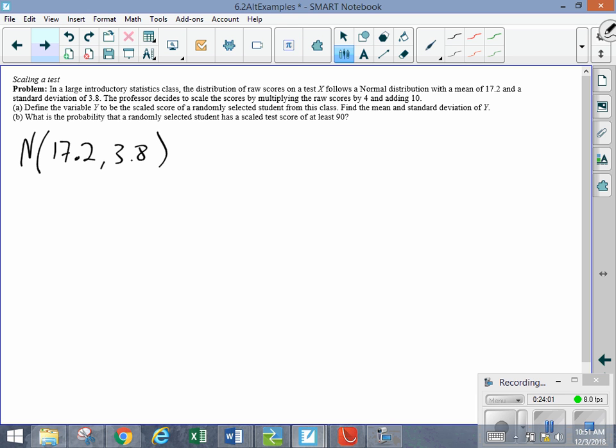But let's talk about our random variable y. Well, what is that going to be? It is going to be 10 plus 4x, right? Our new random variable y is going to be each one of our x values, which is the score, times 4 plus 10. All right?